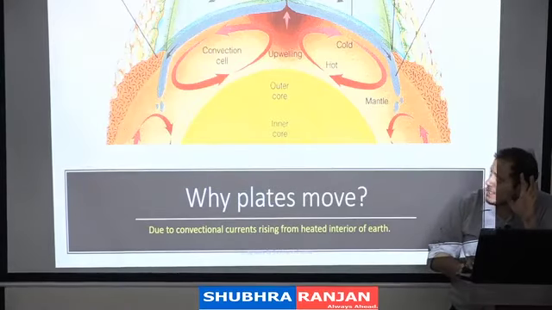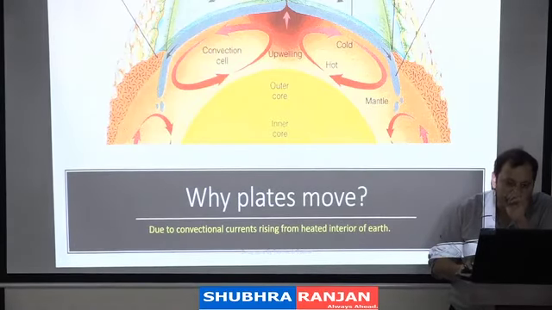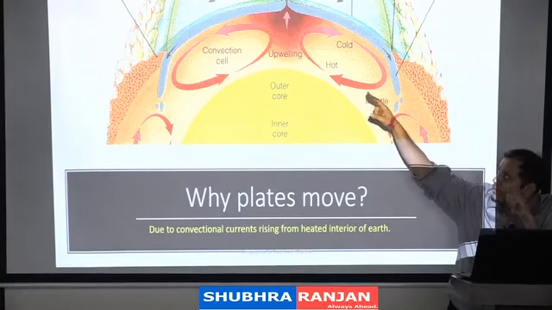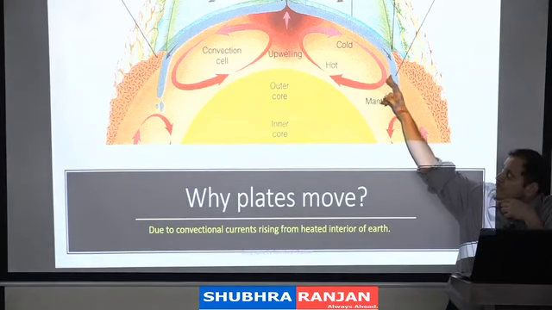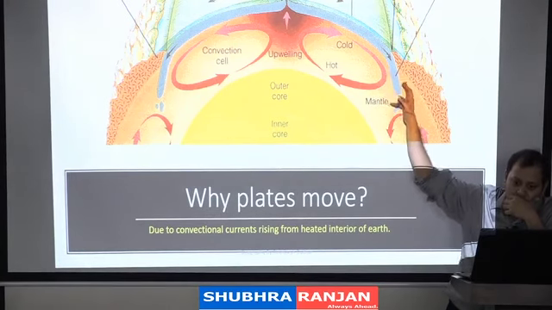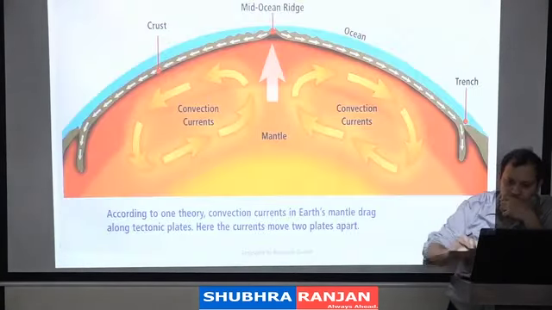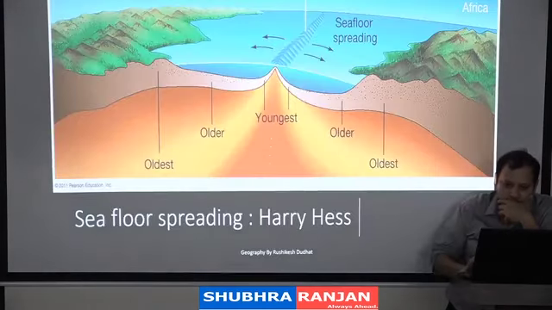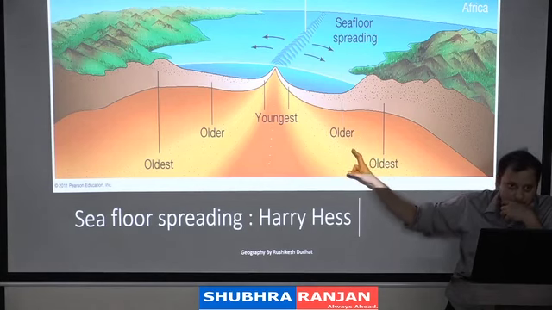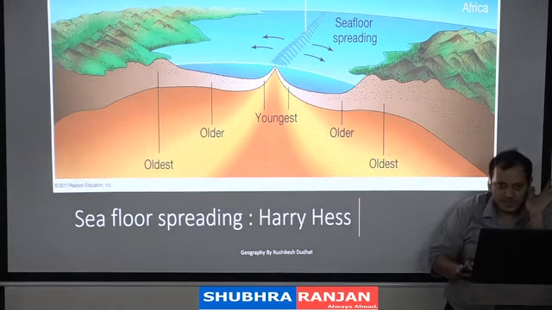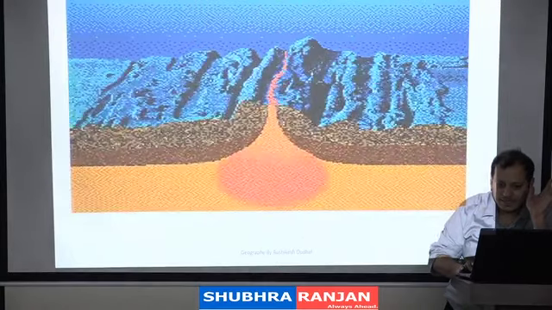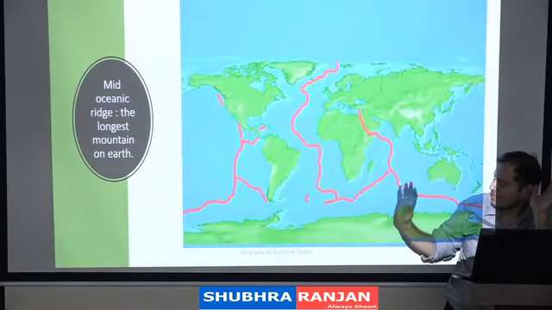We have seen this also, that is the convectional currents that arise from the mantle, and therefore we see that where they are diverging we have a divergent plate boundary, where converging we have a convergent plate boundary, resulting in the formation of mid-oceanic ridges and sea floor spreading. Fine with this? And I guess this was the last slide we had seen.